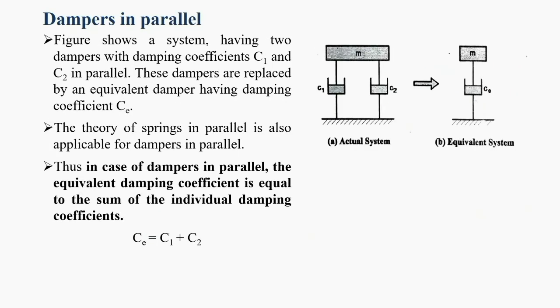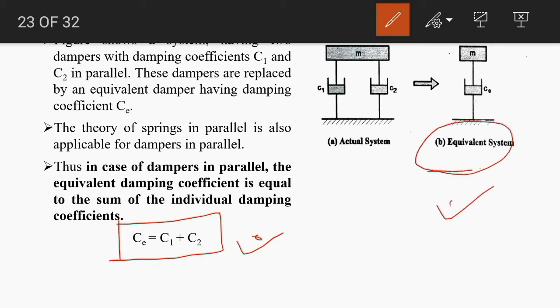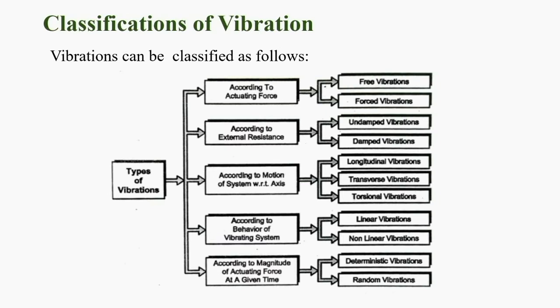Now for two dampers in parallel, we can also get the similar relation: Ce is equal to C1 plus C2. So that's how we can simplify the mathematical model by finding the equivalent stiffness and equivalent damping coefficients, and that's how we can reduce the number of elements. Now our next topic is classification of vibration.